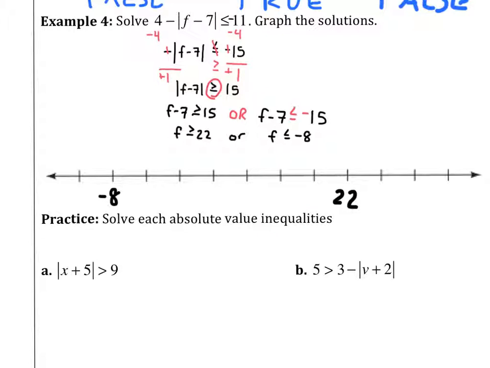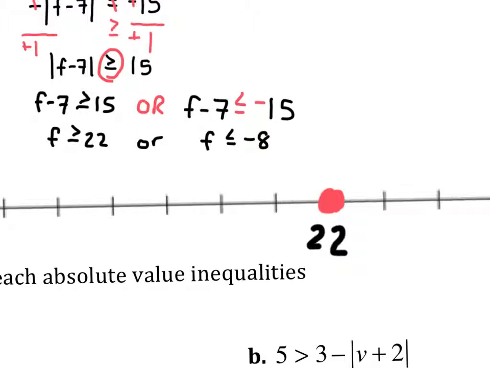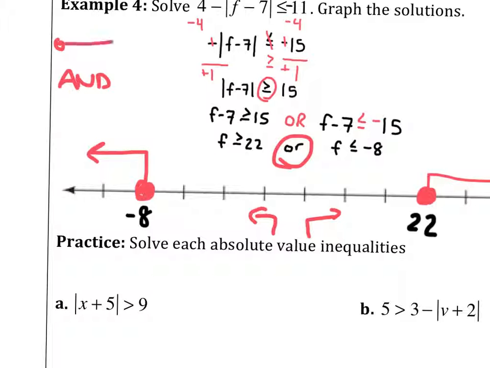Okay, we are going to use closed points at both of these because of the equal to. But which way do I shade for the 22? Like this. And then the negative 8 is going to shade like this. So generally, 99% of the time, whenever you see the word or, you're going to see a split like that. 99% of the time, when you see the word and, you're going to see two things unified together like that.